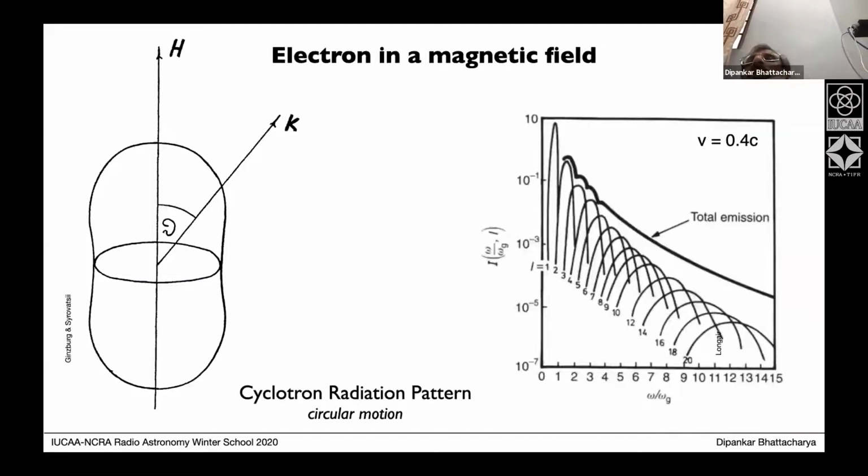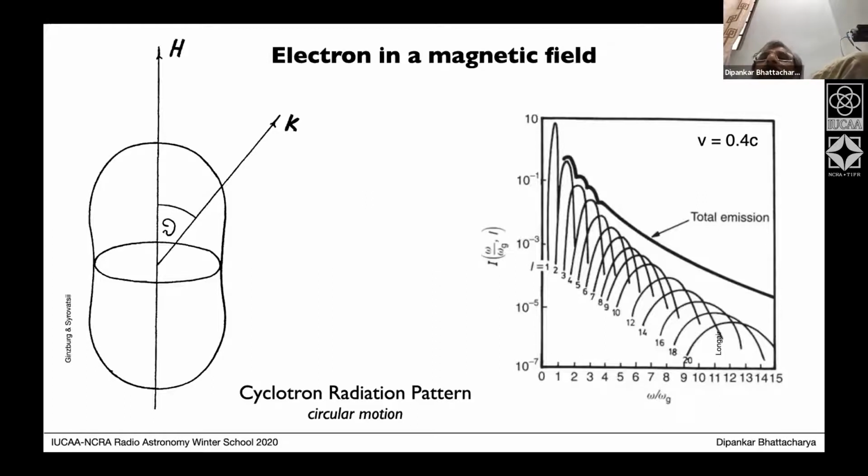The next source of acceleration an electron can experience in an astrophysical setting is the presence of a magnetic field. So in the case of Bremsstrahlung, the acceleration was produced by the electric field of another charge. But here, the acceleration is provided by the Lorentz force that a magnetic field exerts on an electron. So if you have a magnetic field and the electron is moving perpendicular to it, then the electron will execute a circular motion. And if the electron has a component of velocity along the magnetic field, then it will execute a helical motion.